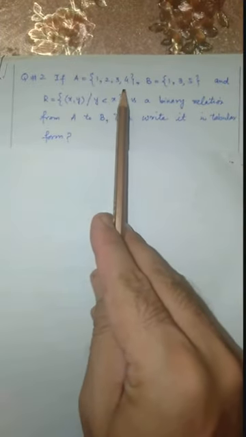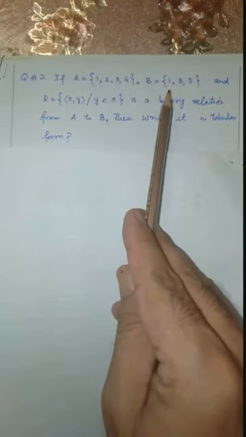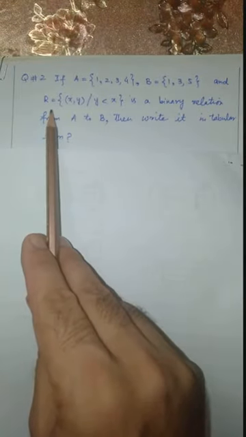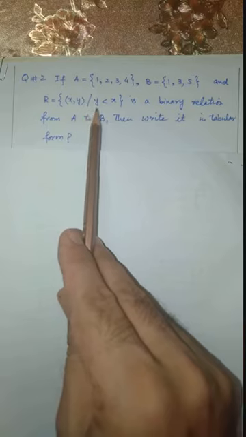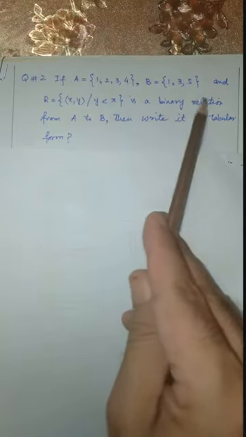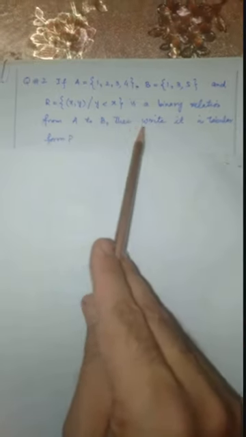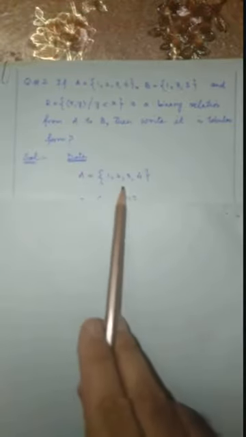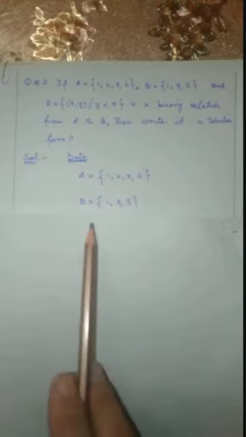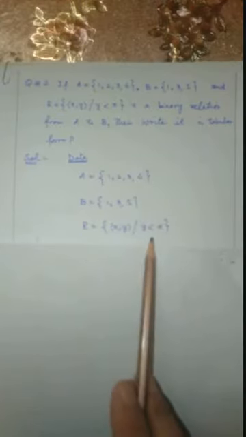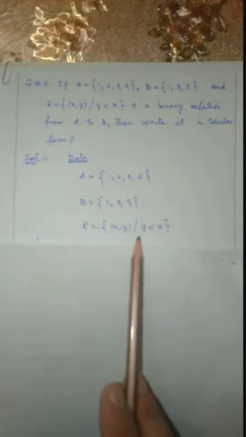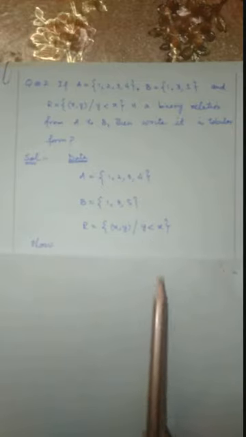Now question number 2. If set A is 1, 2, 3, 4, set B is 1, 3, 5 and the binary relation is given: (x, y) is an ordered pair such that y is less than x is a binary relation from A to B. Then write it in tabular form. Solution: set A is given which is 1, 2, 3, 4, set B is given which is 1, 3, 5 and the binary relation is given which is (x, y) is an ordered pair such that y is less than x.